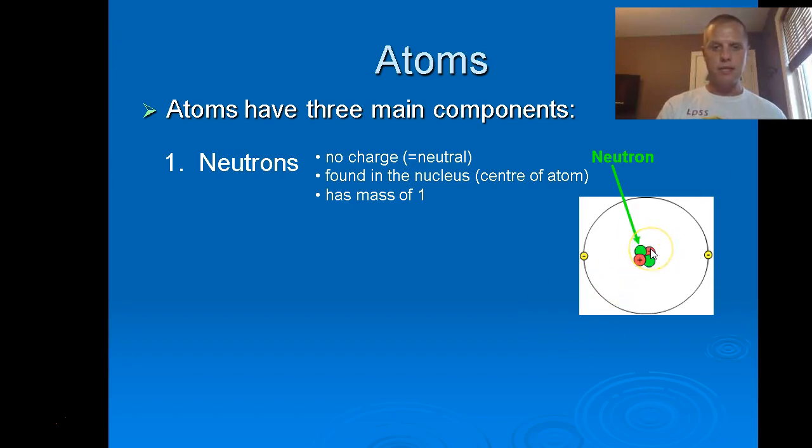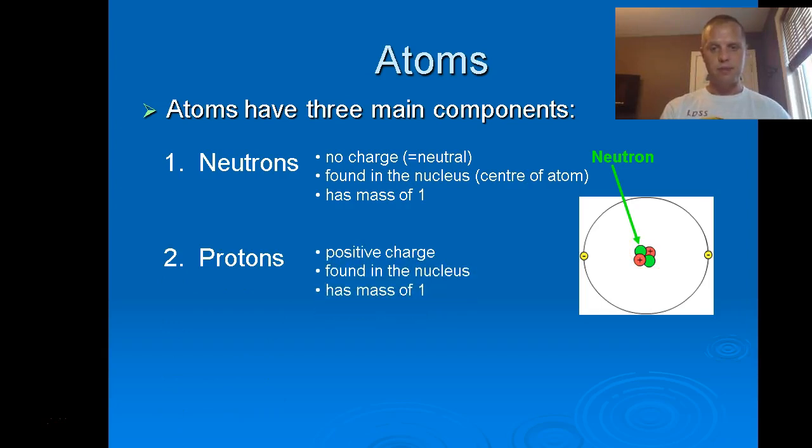Okay? And we have protons, which are also in the middle, but they have a positive charge. So they're exactly like a neutron. They're found in the middle. They have a mass of 1, too. But they have a positive charge. Now, if you look at this, you've got two green spheres and two red spheres. The green spheres are neutrons. The red spheres are protons. You see how you have 4 of them? Each one weighs 1, so therefore the mass of this nucleus is 4.